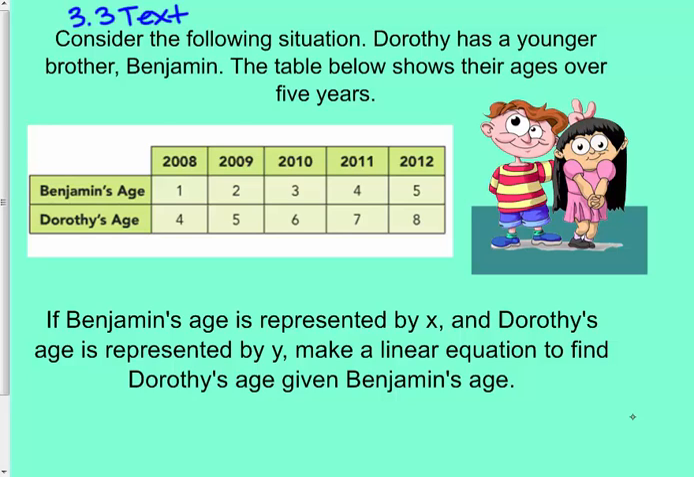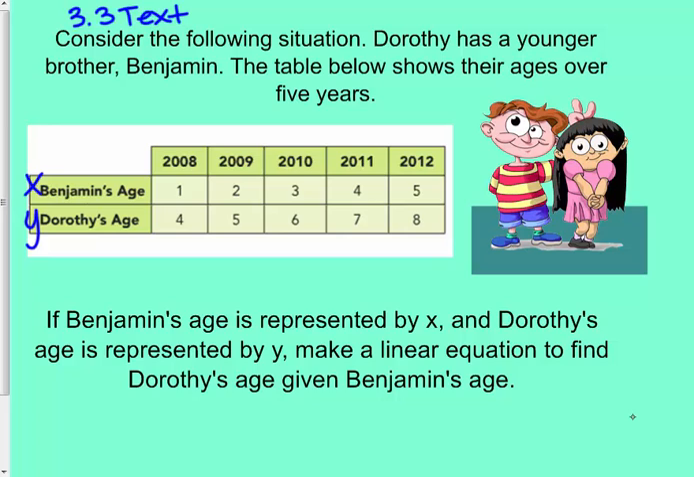If Benjamin's age is represented by x, so we're going to call this variable x, and Dorothy's age is represented by y, make a linear equation to find Dorothy's age given Benjamin's age. Knowing that I have this as my x, how do I get to my y?